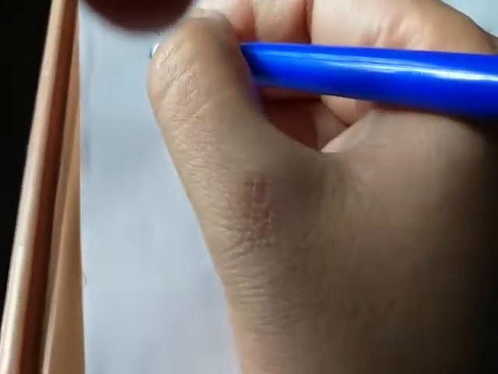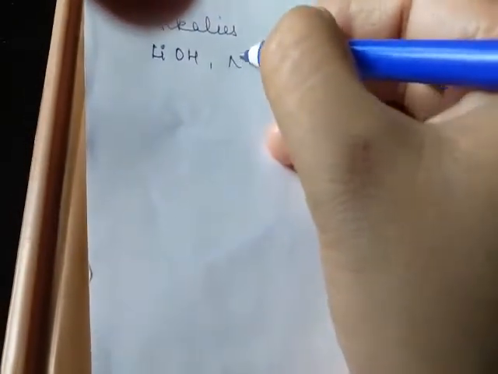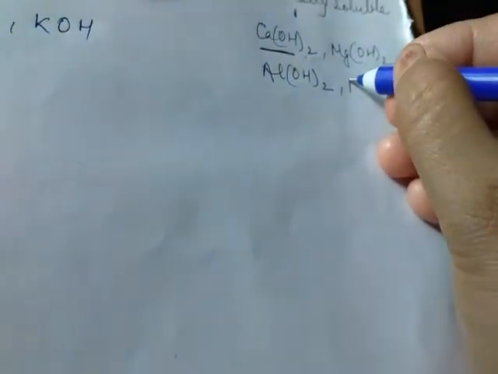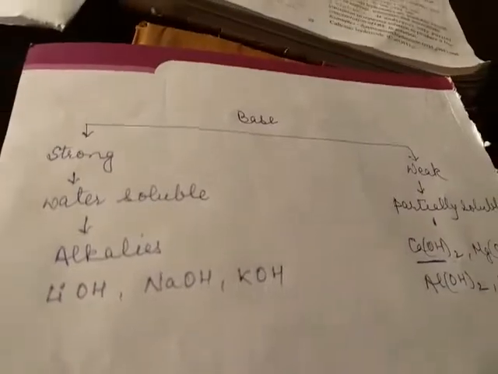Alkalis means group 1 elements: lithium, sodium, potassium, cesium. Alkalis are lithium hydroxide, sodium hydroxide, and potassium hydroxide. These are called alkalis, and their oxides also. When added to water, they form strong bases, water soluble bases. And partially soluble or weak bases are calcium hydroxide, which is the connecting link between strong base and weak base, and magnesium hydroxide. Magnesium hydroxide is a weak base. Aluminum hydroxide is also a weak base, and ammonium hydroxide is also a weak base. So basically there are 2 classifications, strong and weak.